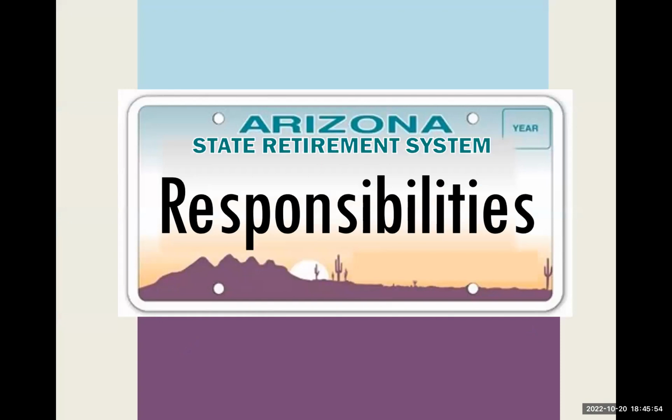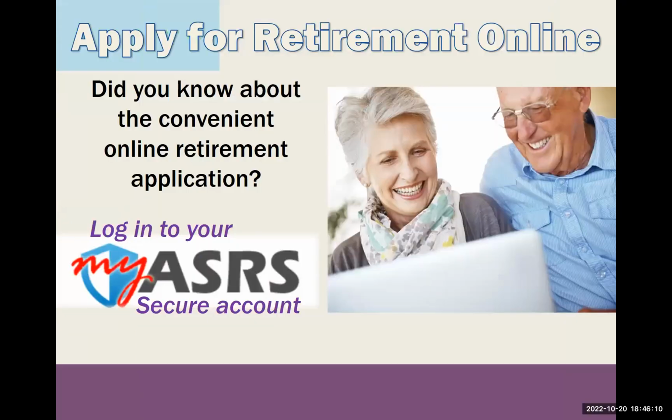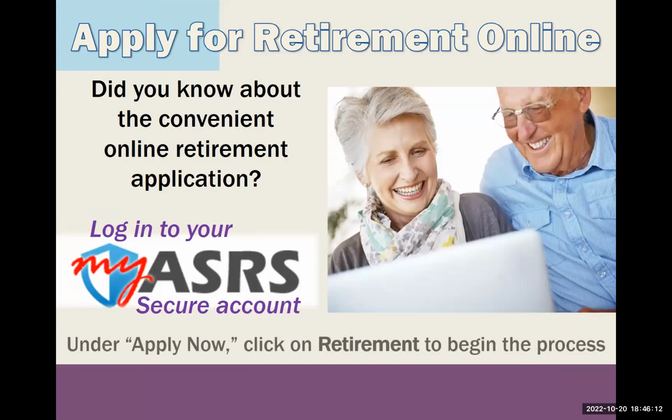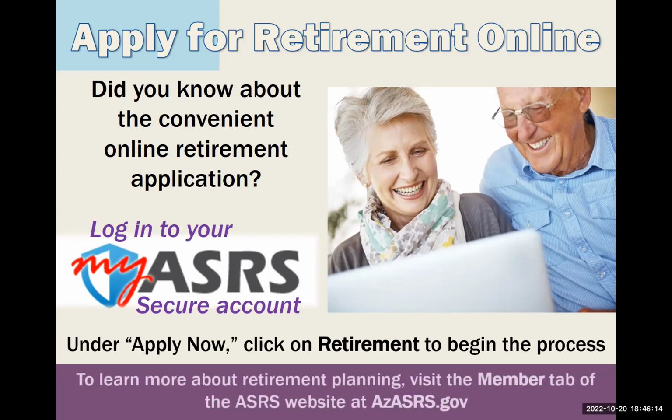You can find a detailed timeline on our website and also in our Road to Retirement guidebook. So it's our responsibility to keep you informed, and it's your responsibility to stay informed as members of the Arizona State Retirement System. Now, did you know that you can apply for your retirement online? You can submit your online retirement application up to 6 months in advance of your retirement date, or actually right up until the actual day of your retirement.